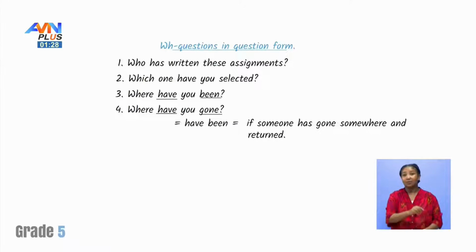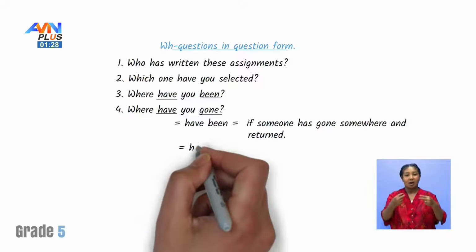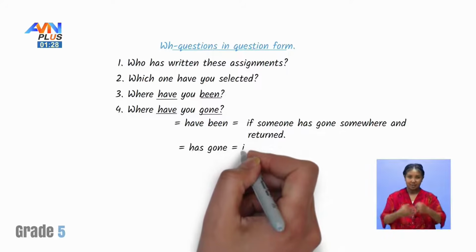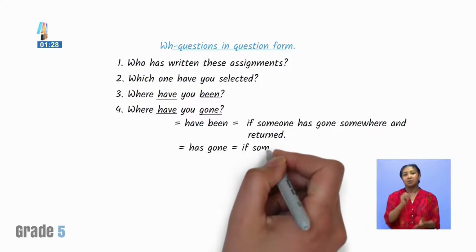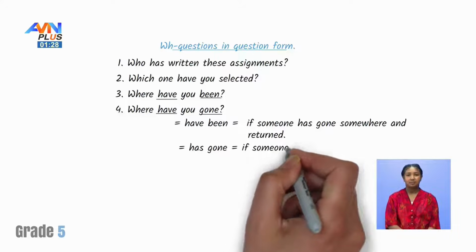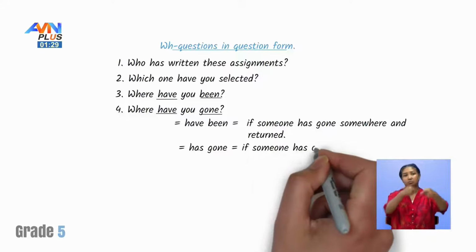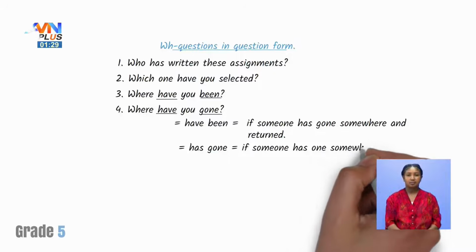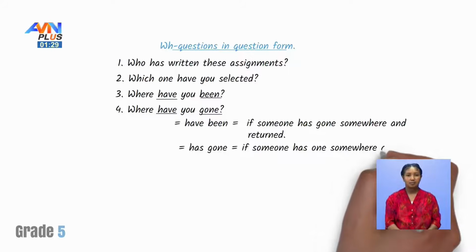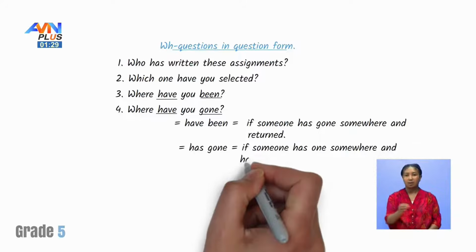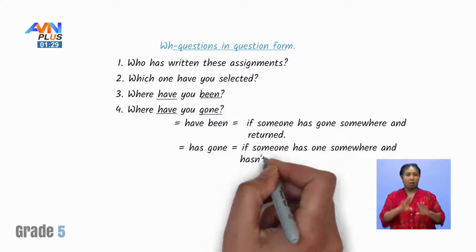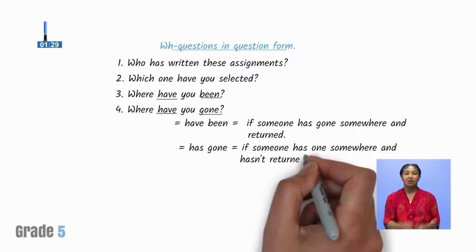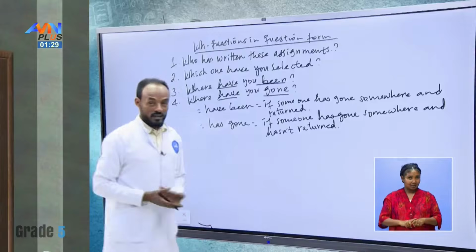What about here? Has or have gone. Here, if someone has gone somewhere, and hasn't returned. Is that clear?